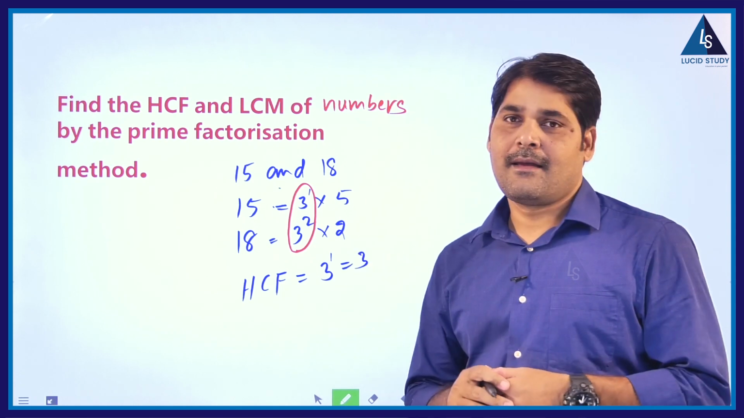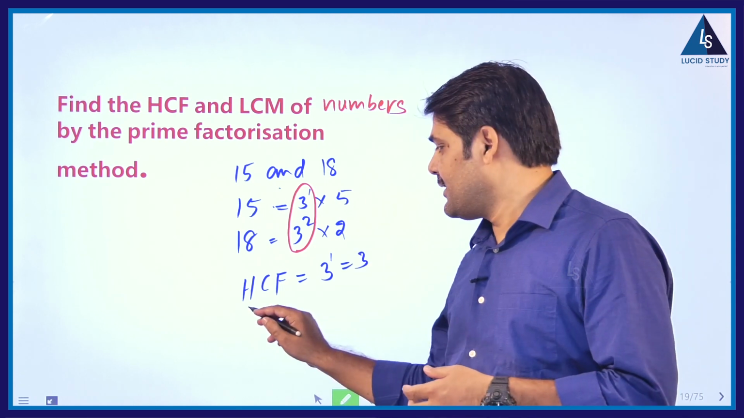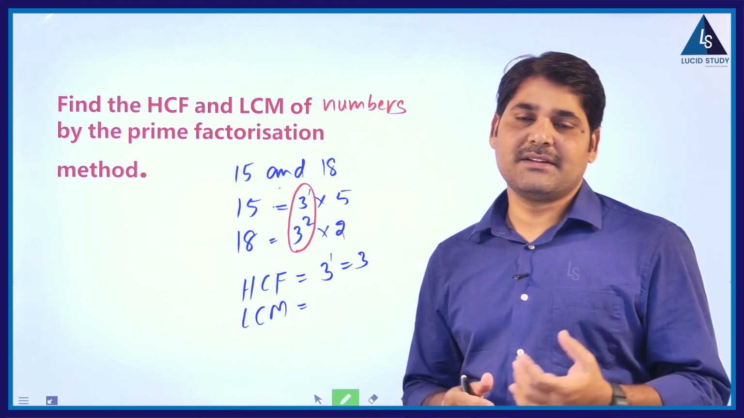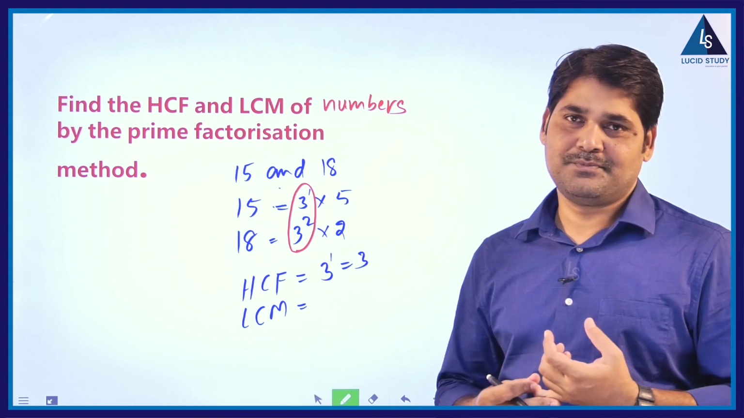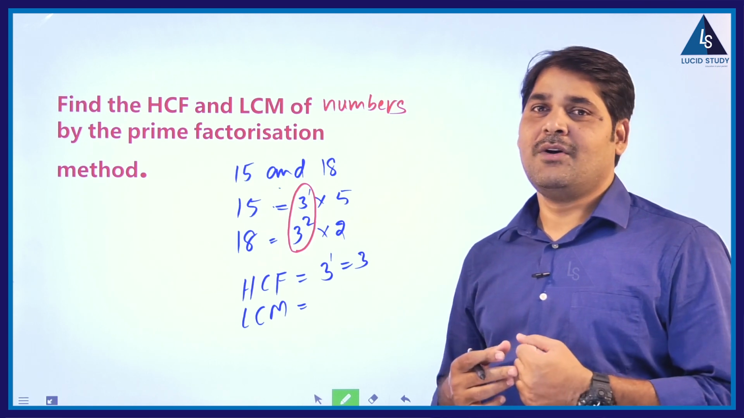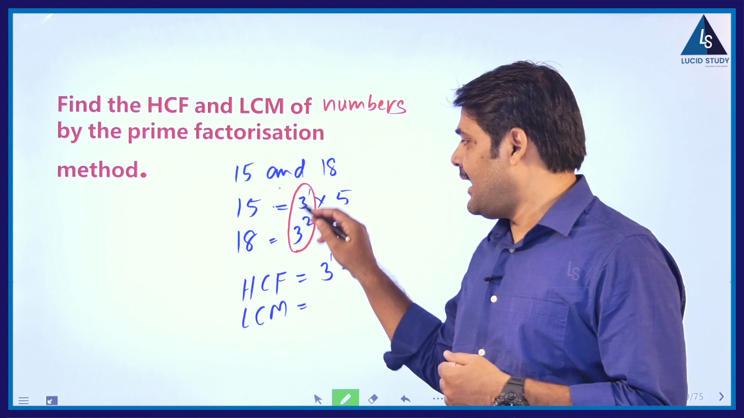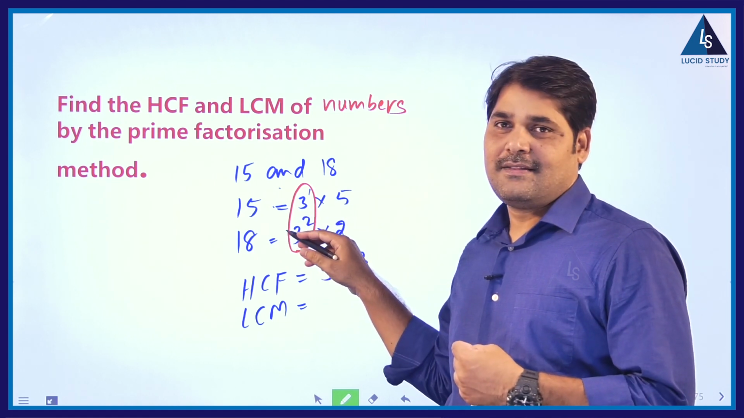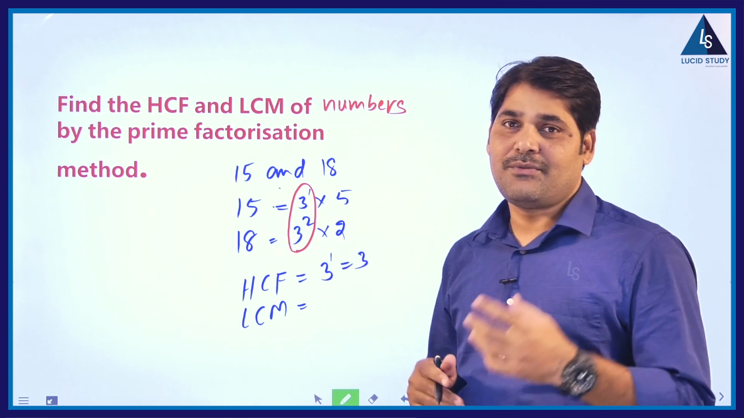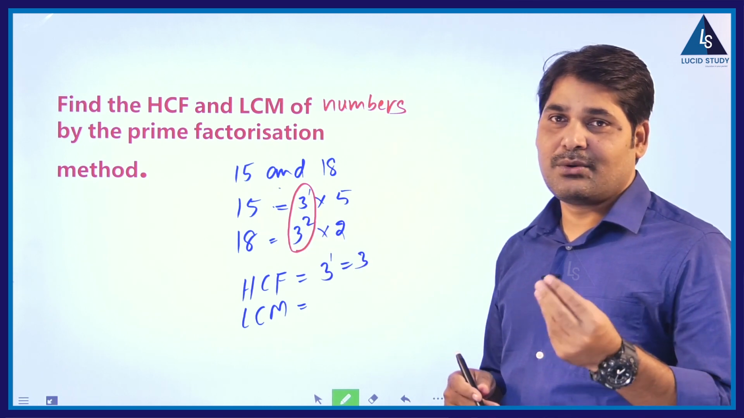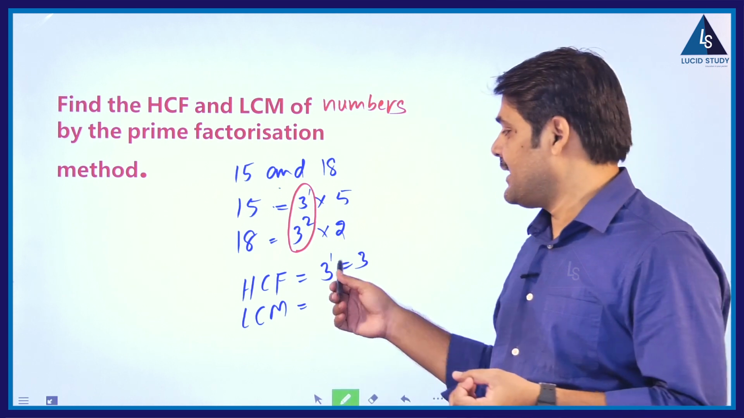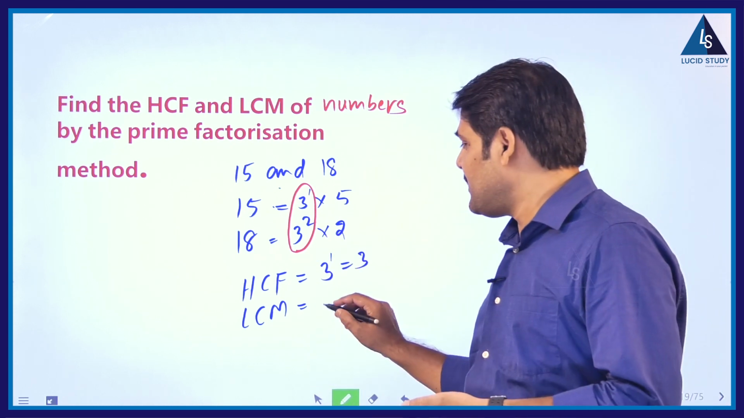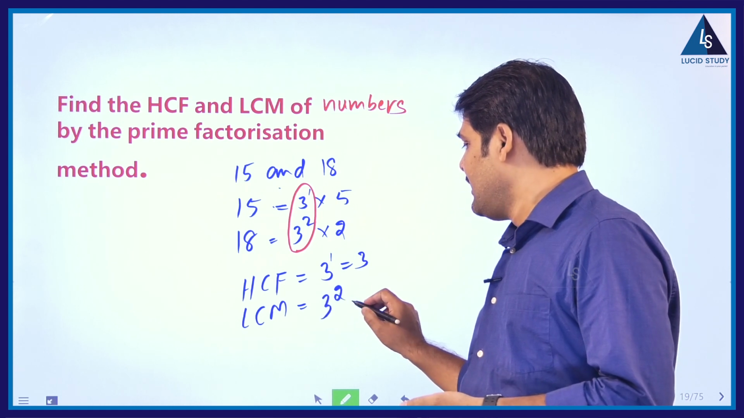Now for finding LCM, which means least common multiple, we first see what is common. 3 is common in both. But while in HCF we took the least power, in LCM we have to take the highest power. What is the highest power? That is 3 squared.